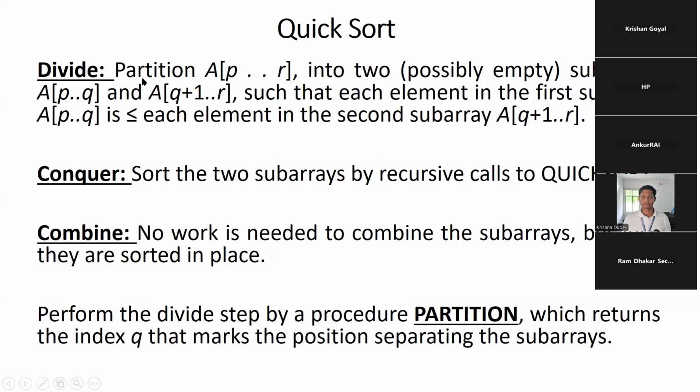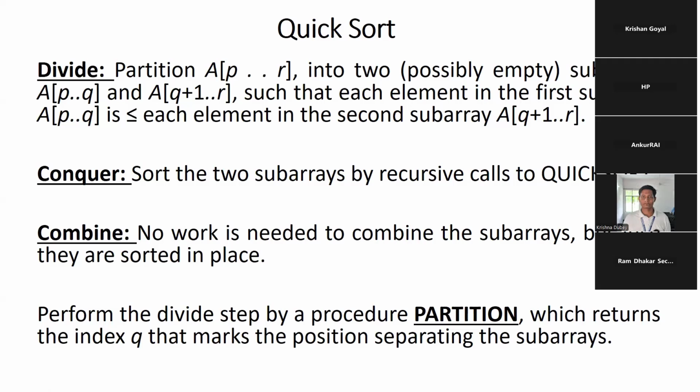So in quick sort, what do we do step by step? First, we divide the problem. Partition A[P..R] into two possibly empty subarrays A[P..Q] and A[Q+1..R], such that each element in the first subarray A[P..Q] is less than or equal to each element in the second subarray A[Q+1..R]. Clear? When we divide a whole array A[P..R] into two smaller pieces, the condition is that the left subarray elements should be lesser than the right subarray elements.